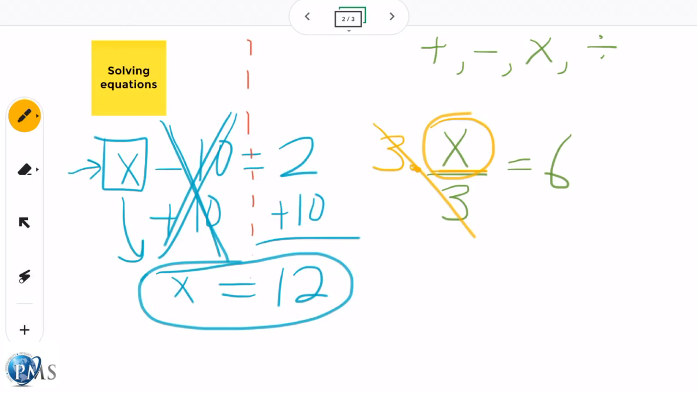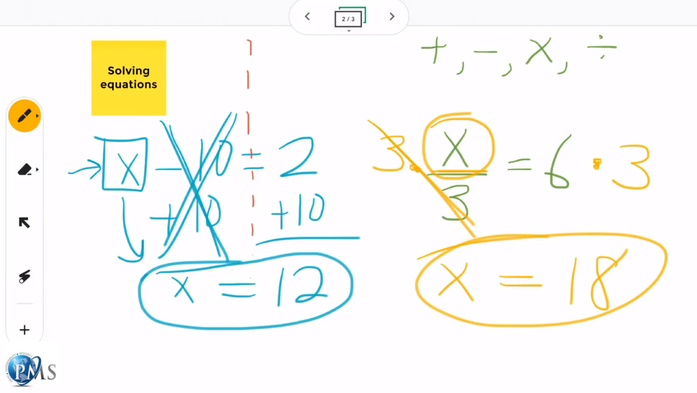And just like last time, I want to balance out the equation by doing the same thing, multiplying by 3 on the right side with the 6. So I'll bring down the x. The 3's canceled out. I'll bring down the equal sign here, and 6 times 3, even if you need to use a calculator, that's okay. This is going to be equal to 18. And it turns out that that's the answer.